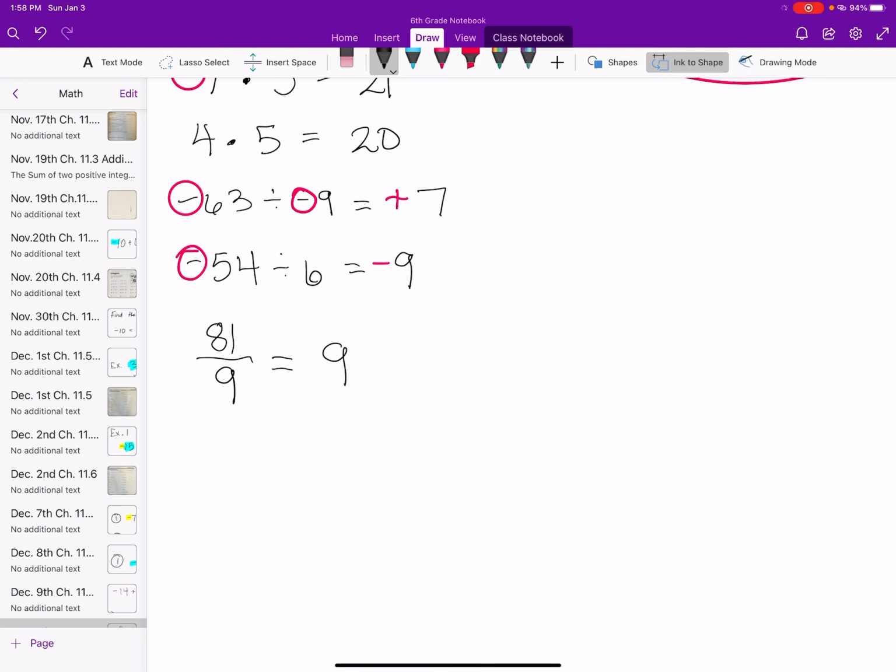Try one more. If you have a negative 16 divided by 1, 16 divided by 1 is 16. Any number divided by 1 is always itself. So 16 divided by 1 is 16. We only have one negative, so our answer is going to be negative.